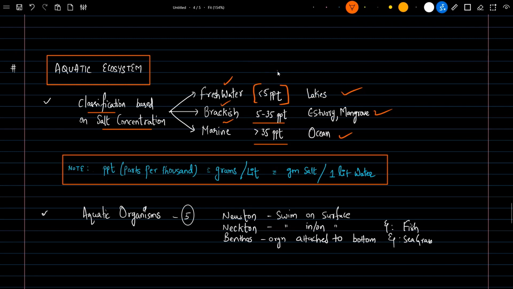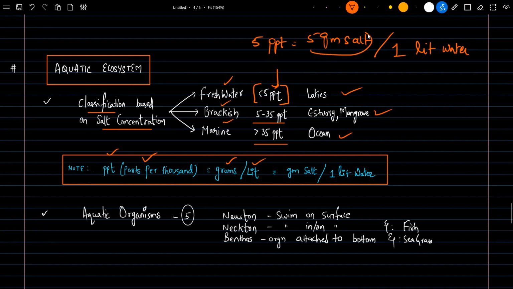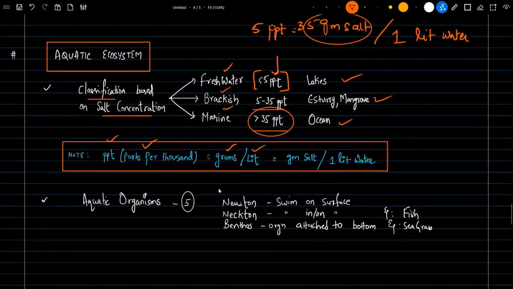Let's understand in detail what this ppt is. PPT means parts per thousand, defined as the number of grams per liter. So 5 ppt means there will be 5 grams of salt in 1 liter of water, meaning the salt is less. If it is 35 ppt, then we will have 35 grams of salt in 1 liter of water. Whenever we take a 1 liter sample, 35 grams of salt will be present, which is huge. It means that the salt concentration is more.